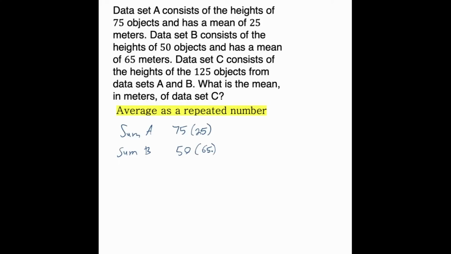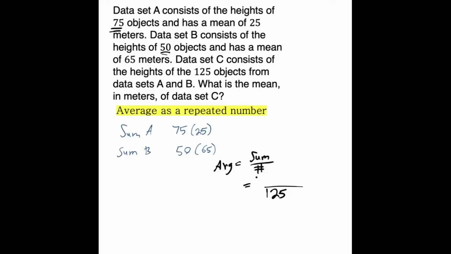So once again, we don't know if they actually are 65 in real life, but we're going to imagine that they are, because that's going to give us an average of 65 for all 50 of those numbers. So if the average for everything is the sum divided by the number of numbers, we know that there are 75 objects in A and 50 objects in B. So we know that there are 125 numbers altogether.